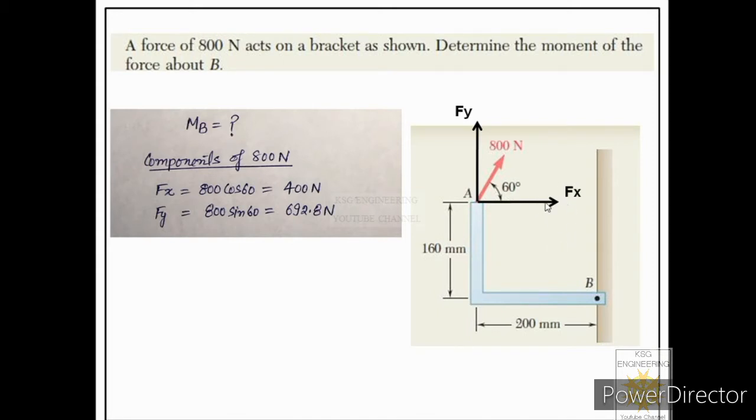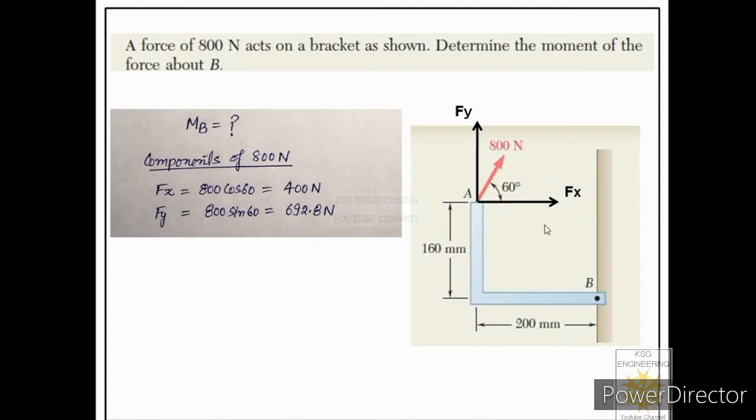We just see whether the nature of the moment is clockwise or anti-clockwise. If the nature of the moment is clockwise, we will take that as negative moment. If the nature of the moment is anti-clockwise, we will take that as positive moment. So let's ignore its sign because of the direction of the force. Let us just see what is the nature of the moment produced by this force.